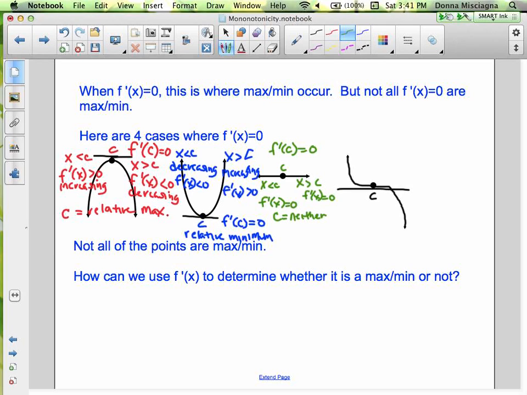All right, let's look at our last example here. We do have a horizontal tangent line. Notice we have this sort of leveling here. So f prime of c is 0. Let's look at values on either side: x less than c, and then values of x that are greater than c.